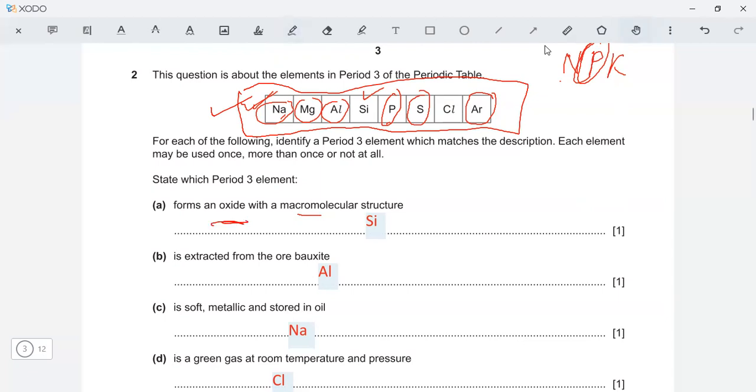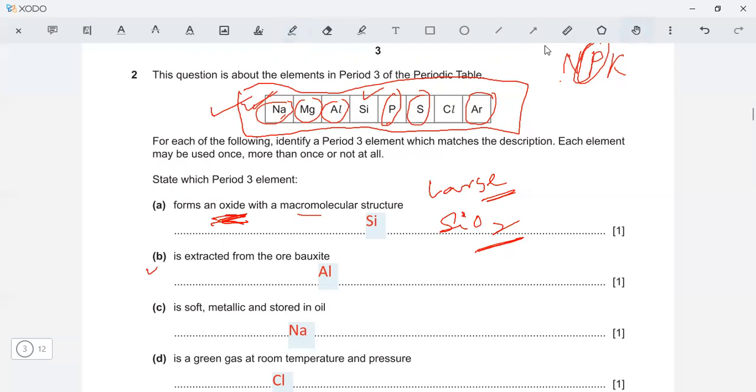If you look at the period 3 elements in the modern periodic table, you are going to get the element which tends to form a macromolecular structure. Macromolecular structure means large, okay, a huge structure. Basically, the element silicon will make macromolecular structures. Which one? By means of silicon dioxide. Like silicon dioxide has a huge structure.